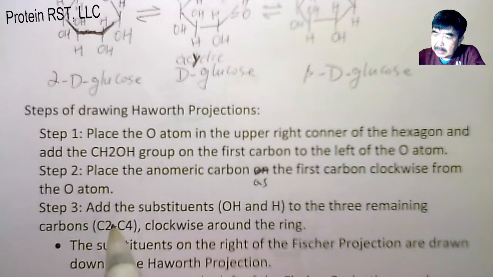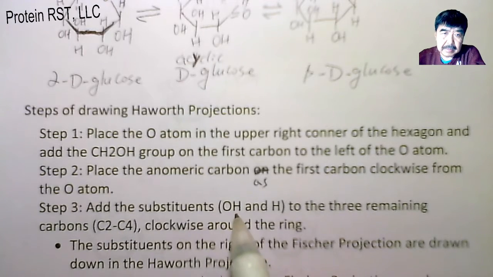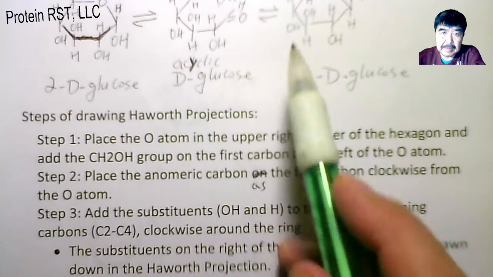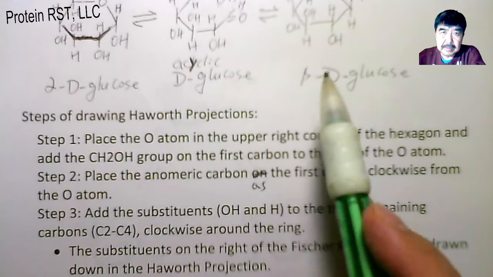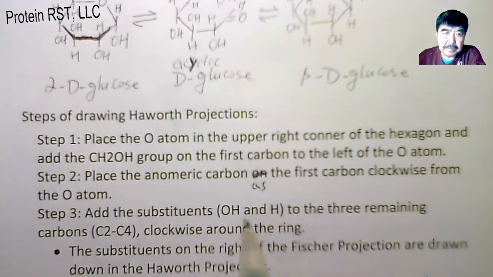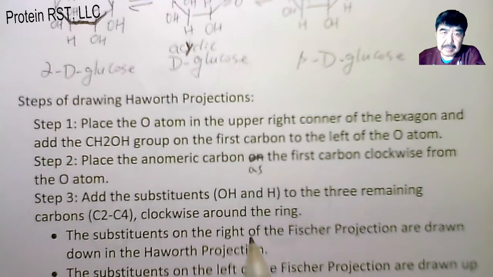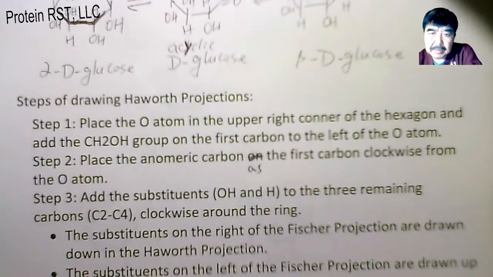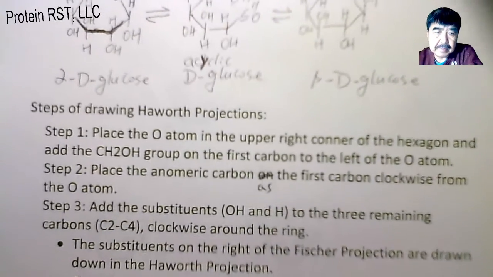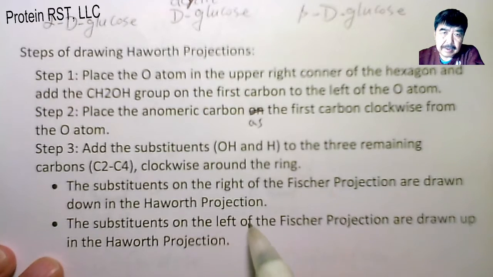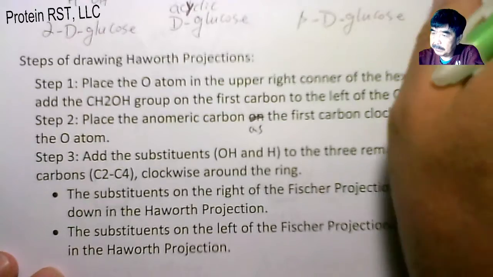Step 3, add the substituents OH or H to the 3 remaining carbons. The 3 remaining carbons: carbon 2, carbon 3, carbon 4, clockwise. The substituents on the right of the Fischer projection are drawn down in the Haworth projection. Substituents on the left of the Fischer projection are drawn up in the Haworth projection.